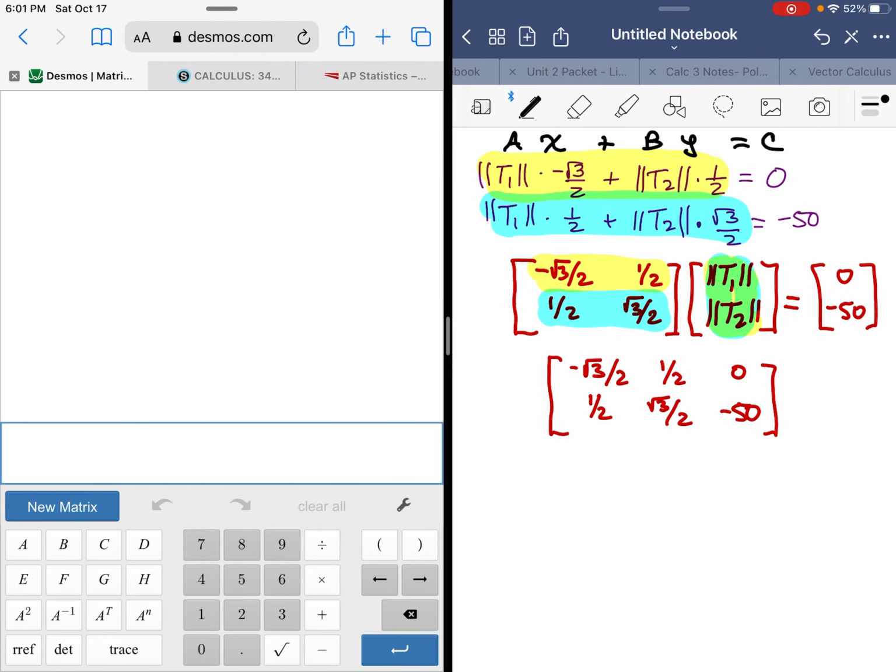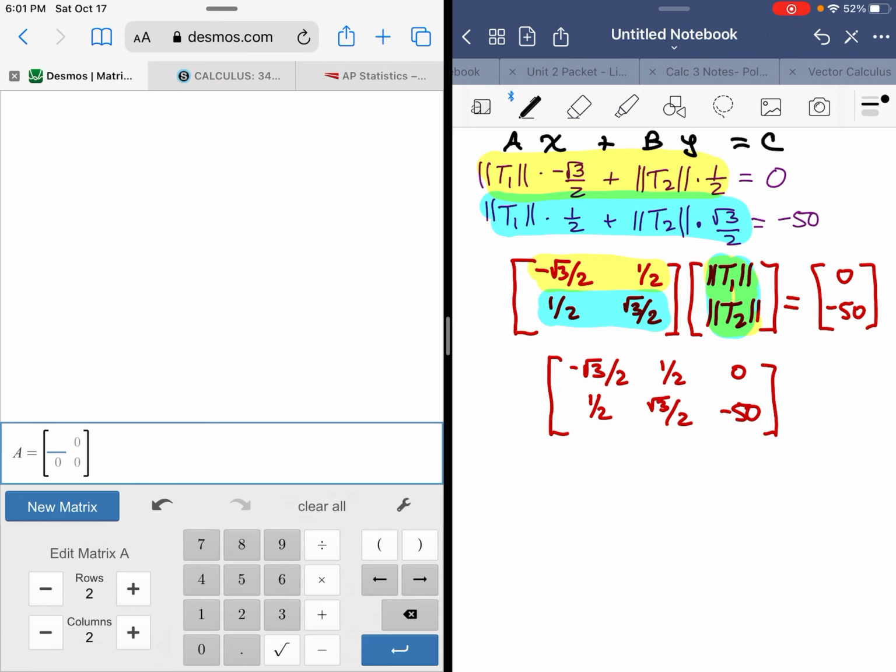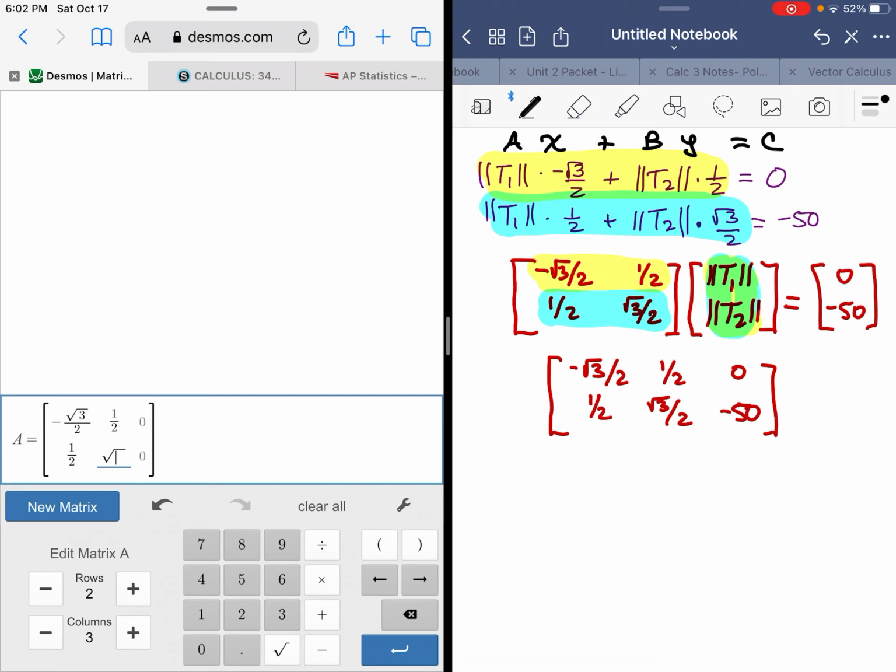All right, so I'm going to tap new matrix. I'm going to change the number of columns to 3, and then I'm just going to type in what I have. So negative radical 3, with the right arrow there to get out of the radical, divided by 2, right arrow, 1/2, that's equal to 0. Keep right arrowing until you get to where you want to go. 1/2, right arrow, radical 3, right arrow, divided by 2. And then one more series of right arrows, and we put in the -50. And so that's our matrix A.